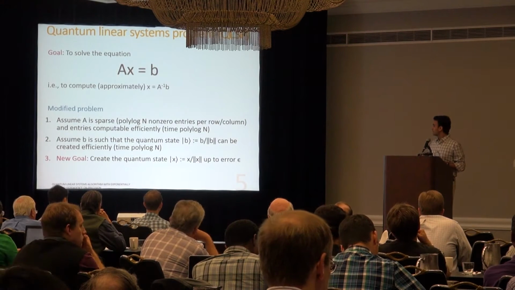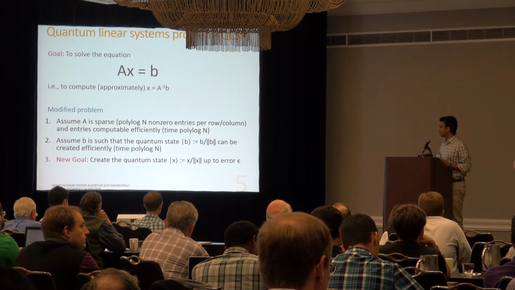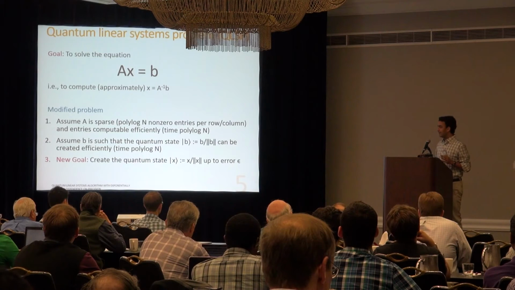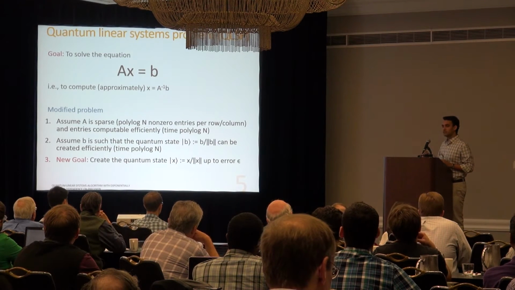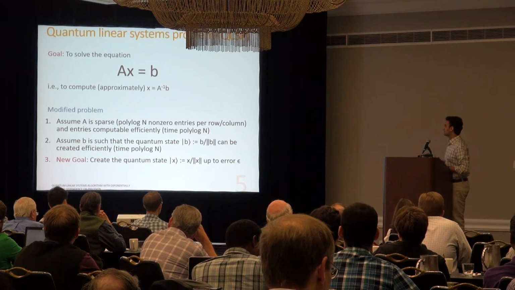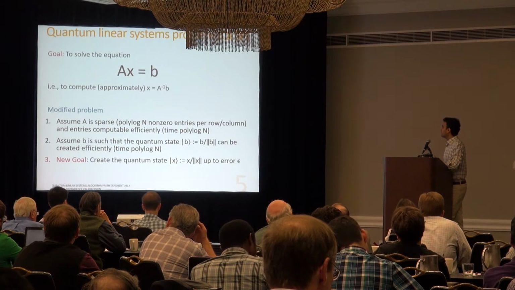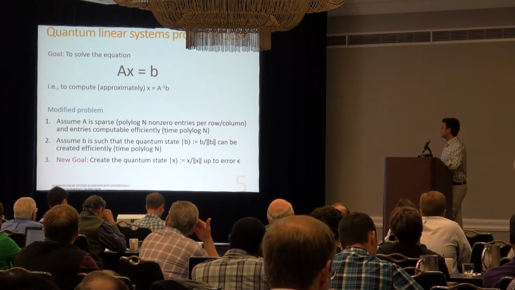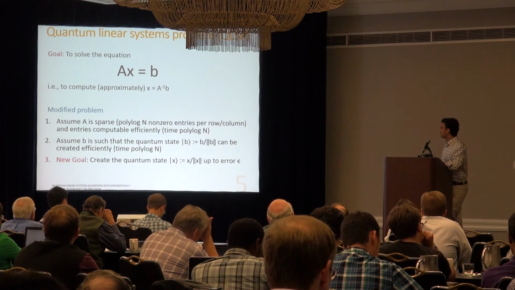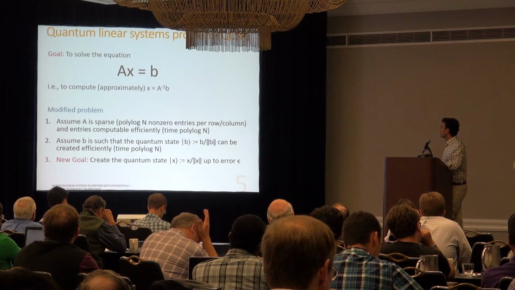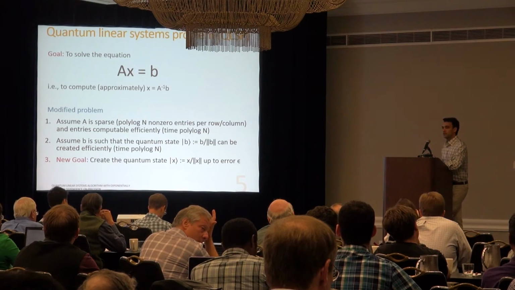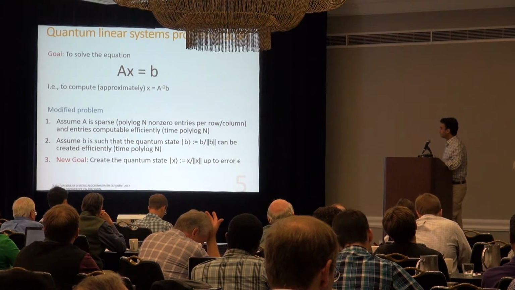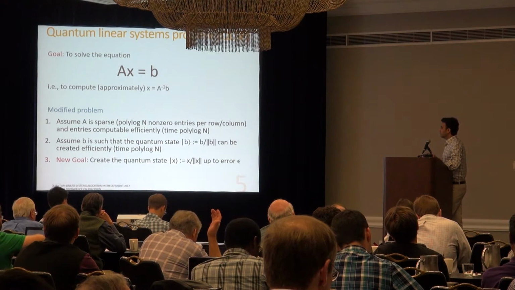So this is a very strict condition on the matrix, because the matrix could have up to n non-zero entries per row or column, but we're going to say it's only a polynomial in log n. That's much smaller than potentially possible. And what we want is for these entries to be computable efficiently. This just means that there should be some algorithm that runs in time polynomial in log n that can tell you what the non-zero entries in every row or column are. So that's what we want for A.